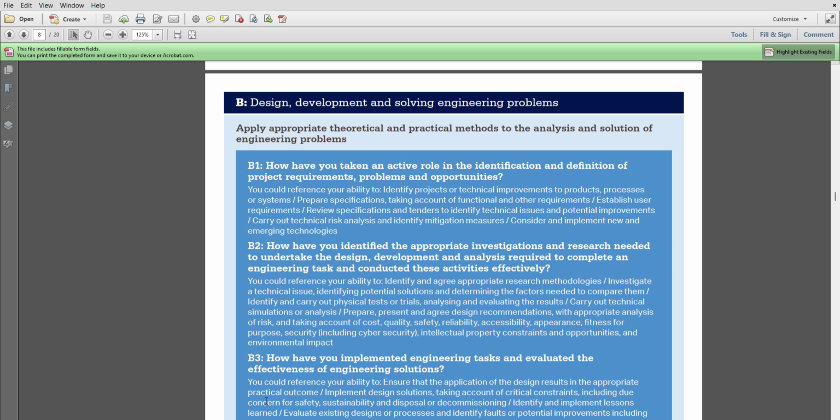So for instance, under B1, provide an example of how you have taken an active role in the identification and definition of project requirements, problems, and opportunities. A very good example would be a specification. Writing a specification for the purchase of smart instrumentation is a very good example. So in the specification, you're telling the vendor what type of equipment they have to provide. Very good example.